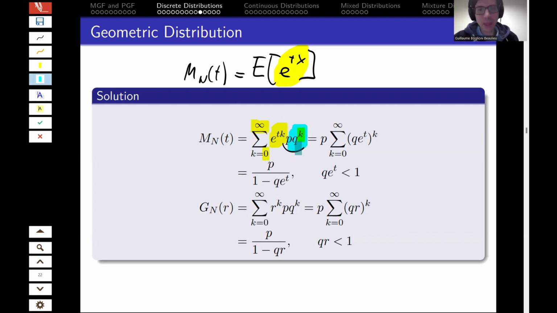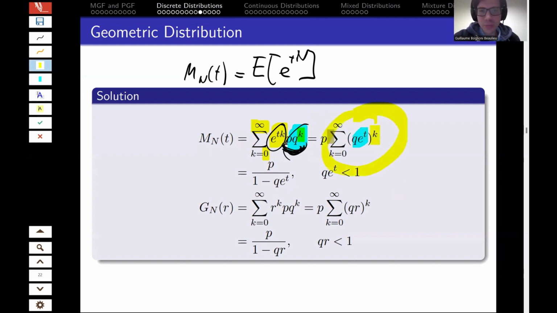Okay, this is the PMF of... I'm sorry, I mixed my x and my n here, but let's stick with n because that's the notation. Here I meant expected value of e to the tn. So this will be the probability that n, the random variable we're dealing with, takes the value k. Then you realize that here you have something to the power k, here you have something to the power k. You can put those together, which then gives you qe to the t, to the k.